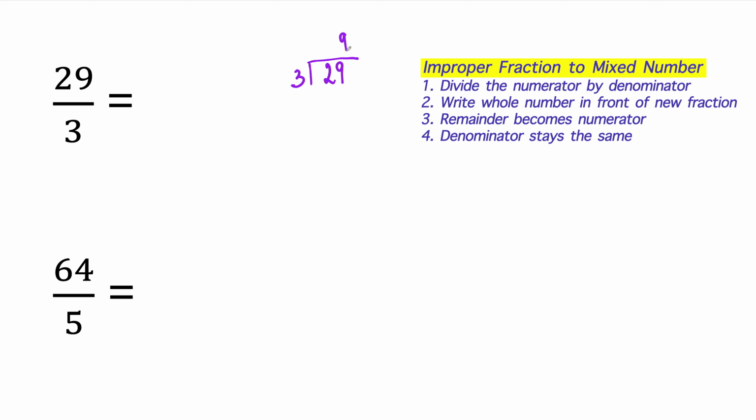9 times. 9 times 3 is 27. Subtract 27. 29 minus 27 is 2, so the remainder is 2.